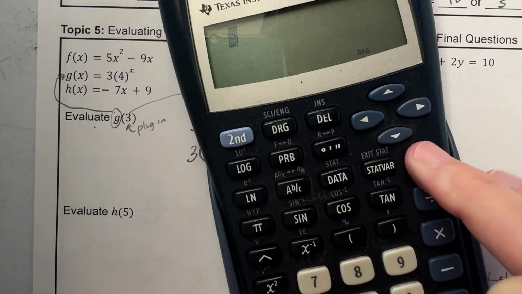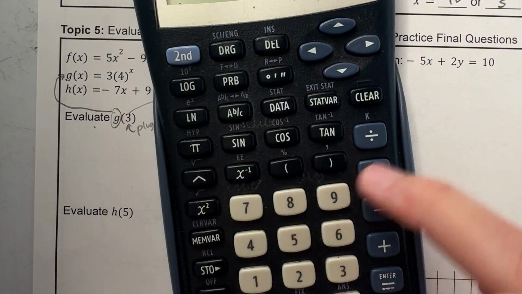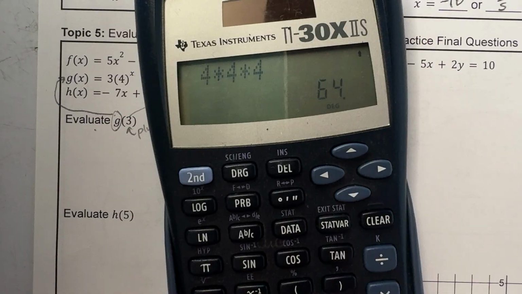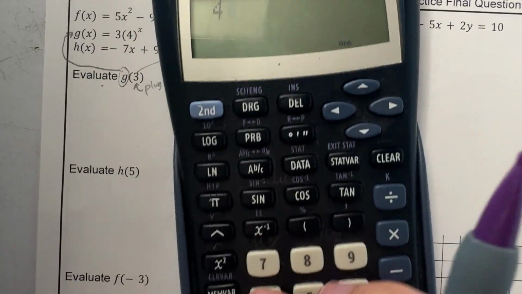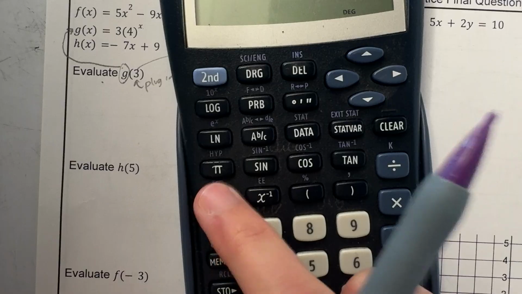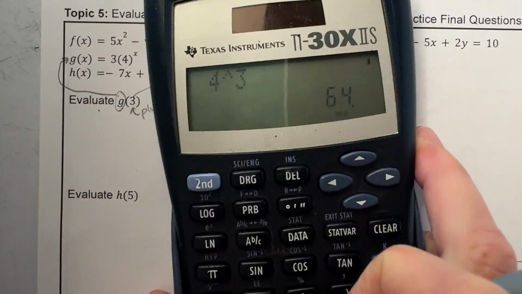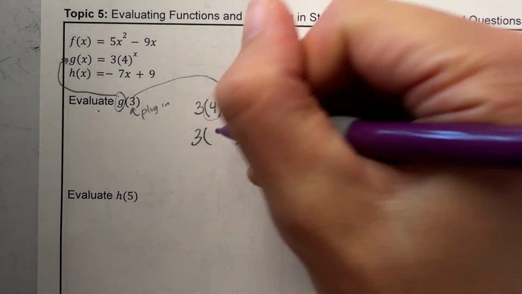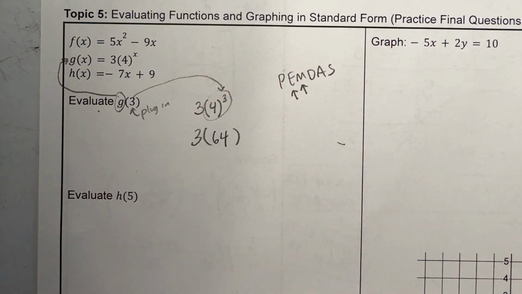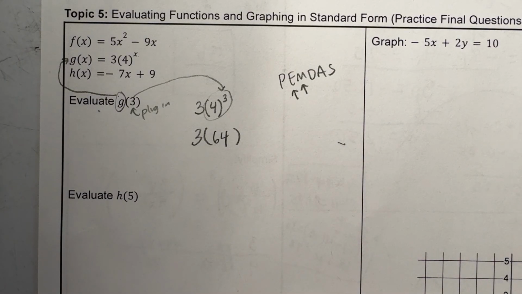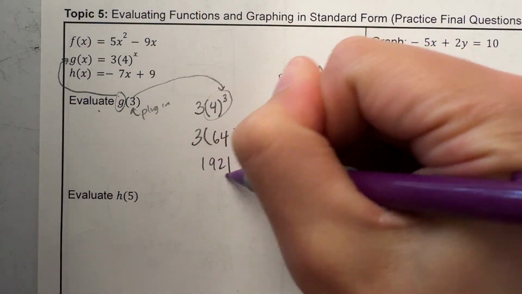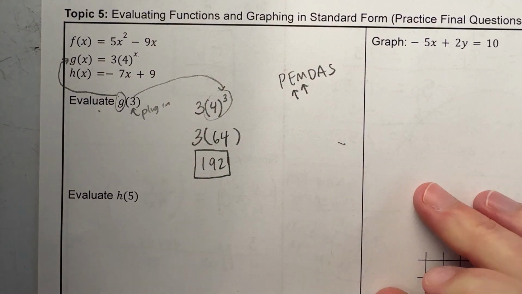Now what's 4 to the power of 3? Look, you could do 4 times 4 times 4 and get 64, right? That would be fine. Or you could do 4 to the power of 3 on the calculator, and that would also get you 64. Doesn't matter. But this becomes 3 times 64. And again, we don't care that the numbers are big. We're just going to use the calculator. And here it is.